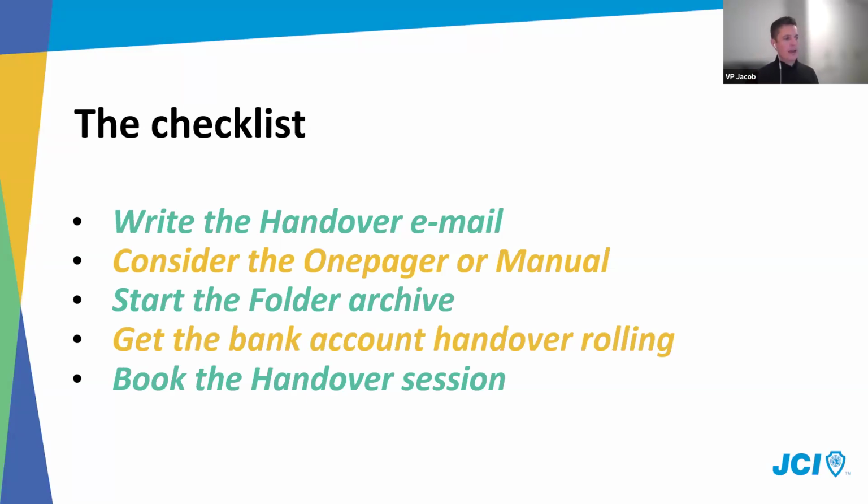And then get this bank account handover rolling right now, because it really takes some time. Typically, what's needed for the bank account to be transferred is a general assembly document signed. And you know, with most organizations, also local organizations, you have that already. You do that maybe in October or November, or at least in December, because you have to vote in the new local board members, right? So you don't have to wait for January to get that rolling.